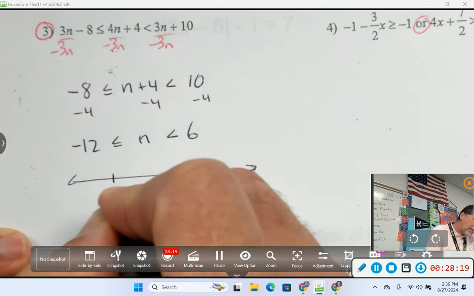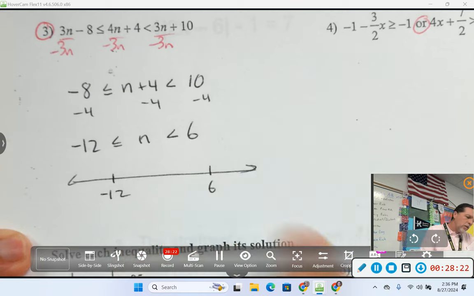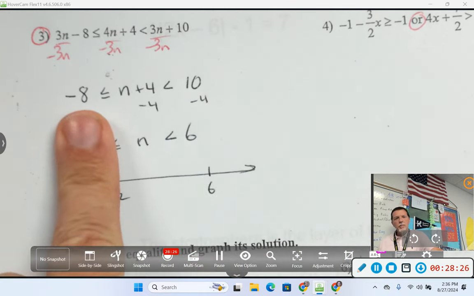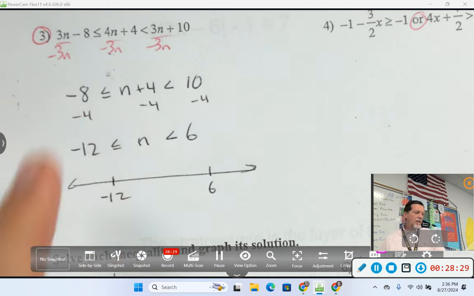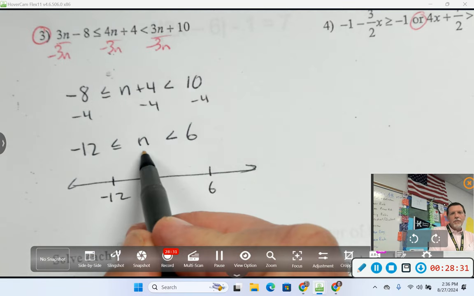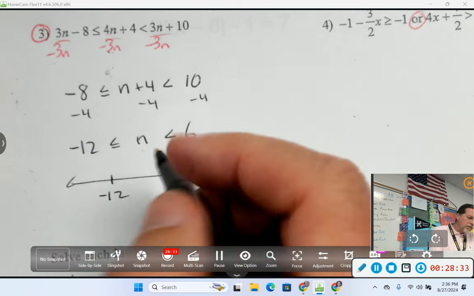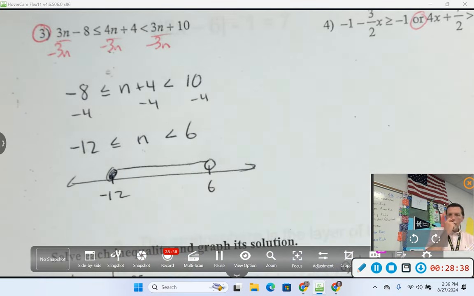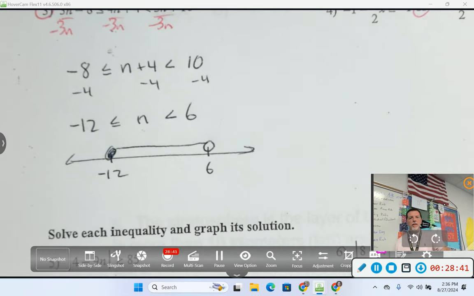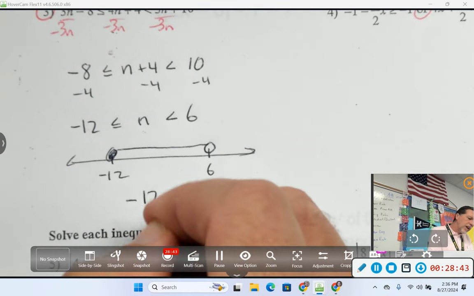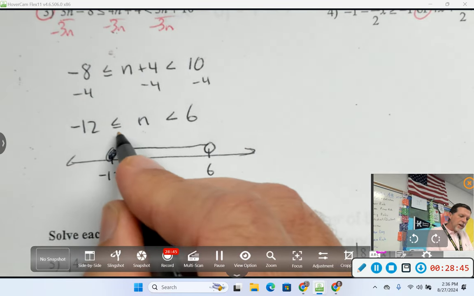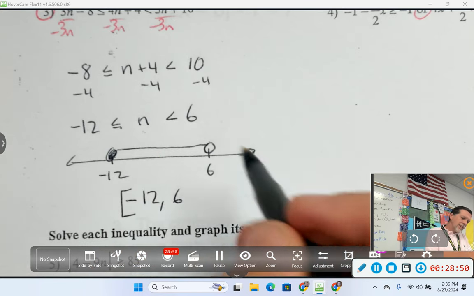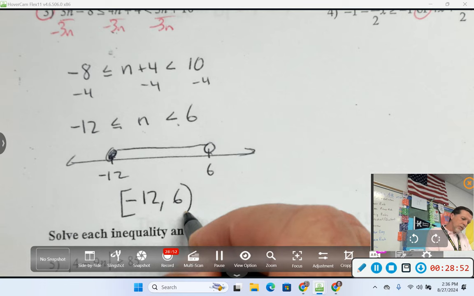All right, not bad. So I want all the n's that are bigger than negative 12, but also less than 6. The other way to look at that is, you literally wrote in between negative 12 and 6, so it's all of the answers between negative 12 and 6. And then interval notation, negative 12 to 6. Being careful again with the equal sign: closed circle, bracket; not equal sign, open circle, parentheses.